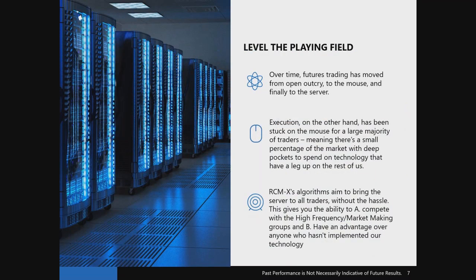Now, as we look at why all of this is the way that it is, much of it has to do with the way that trading has evolved versus execution over time, and where a small percentage of the market participants have a major advantage over the rest of us. If you think about it, trading obviously started in the pits, it moved to the mouse, and it's largely transitioned to the server. Execution, on the other hand, has taken a similar path, but it's struggled to make that last jump to the server. And now, why does that matter for you?